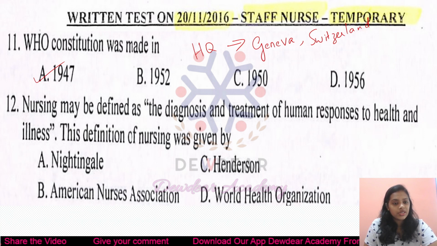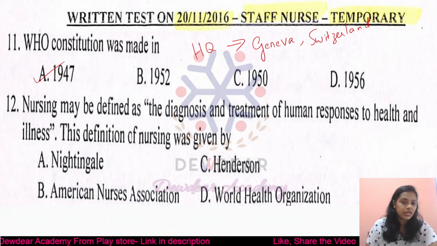The question is related with the definition of nursing. Who has given this definition? The diagnosis and treatment of human responses to health and illness.